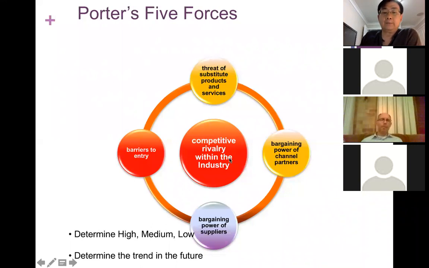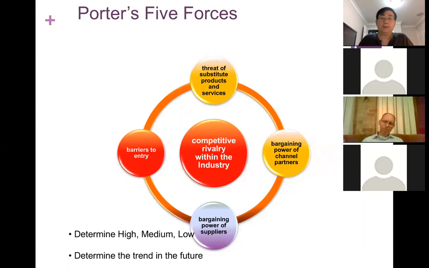So that's one of the forces. Now, how can we determine that the rivalry is quite high in that industry? There are a number of symptoms that we can look at. The main symptoms include the number of competitors in that market. If we have lots of competitors in that market, then yes, the market is quite competitive.